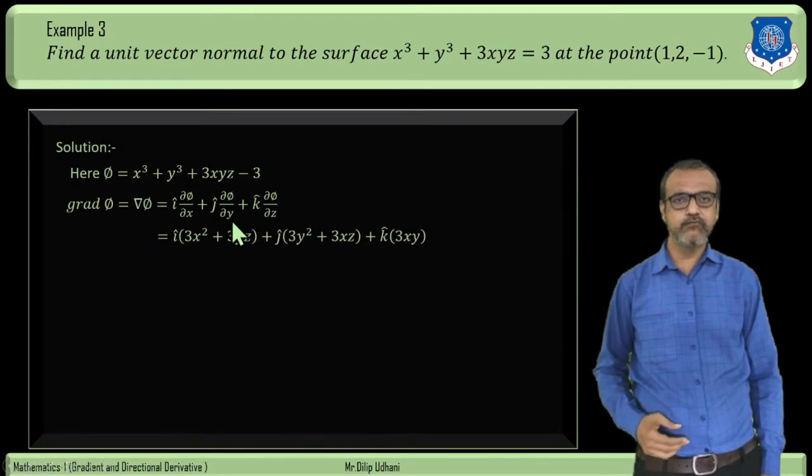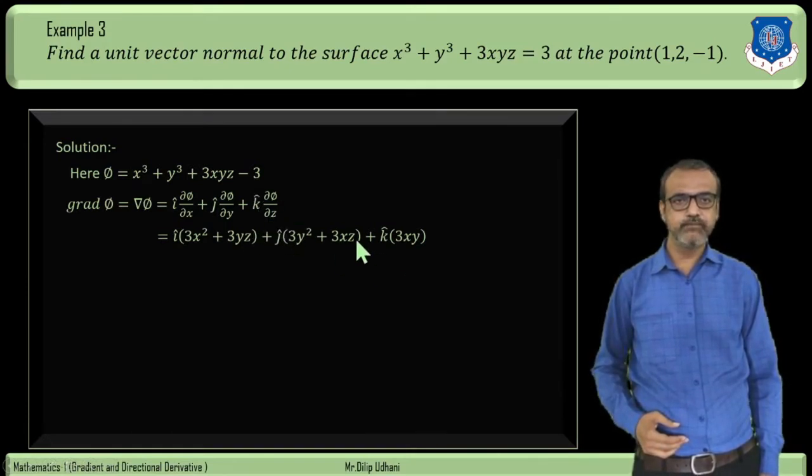Now del phi by del y. So that is partial derivative of phi with respect to y. So x cube is constant, its derivative will be 0. Then after derivative of y cube is 3y square. Then after 3xz will be as it is, and derivative of y with respect to y is 1. So 3xz into 1, the result is 3xz. Then after minus 3 is a constant value and its derivative will be 0.